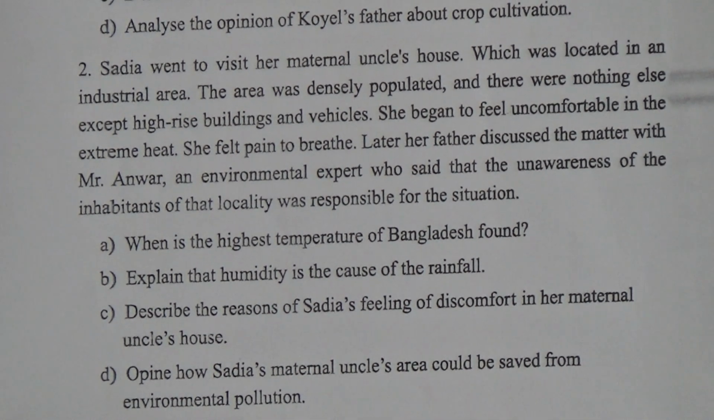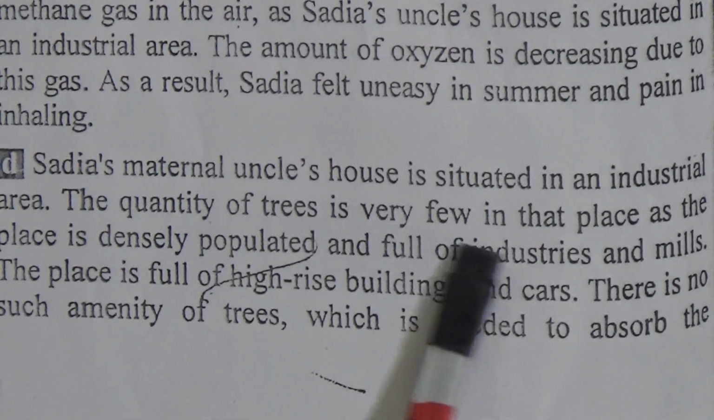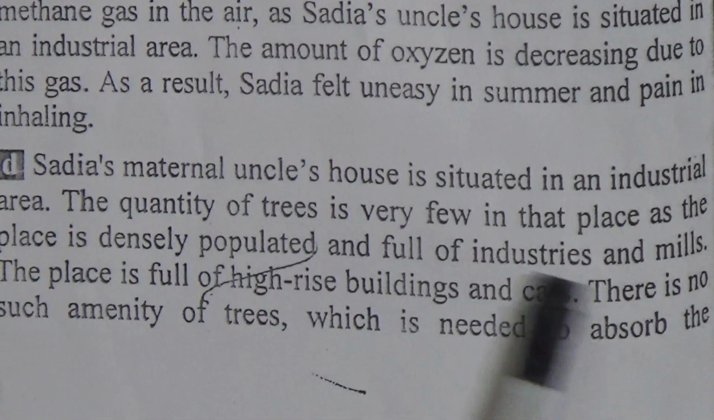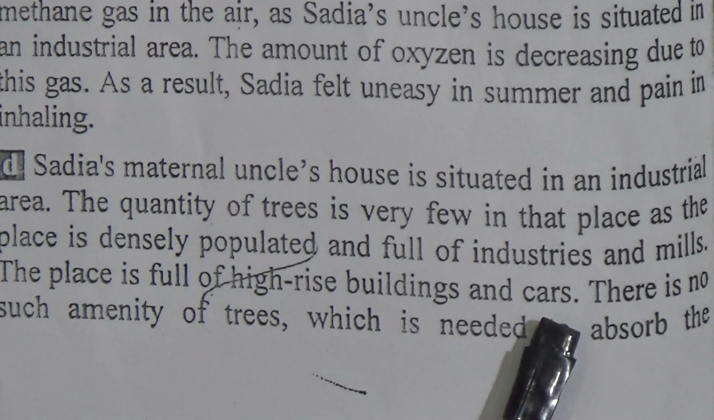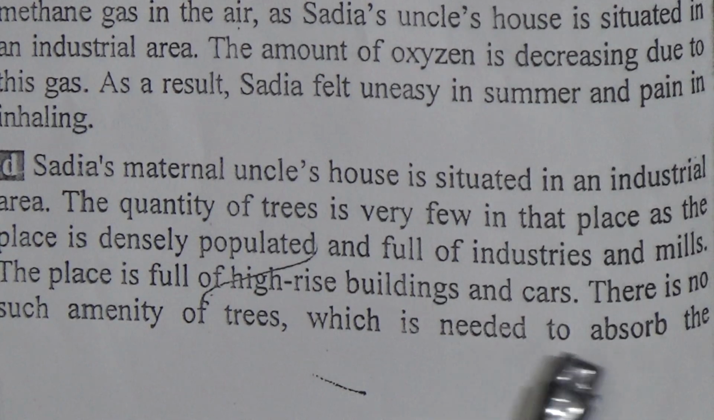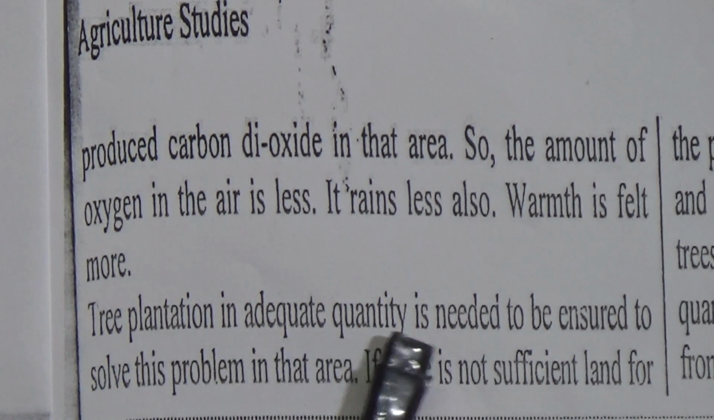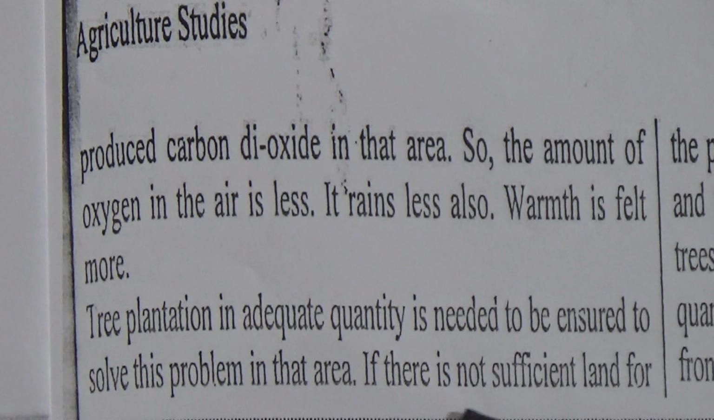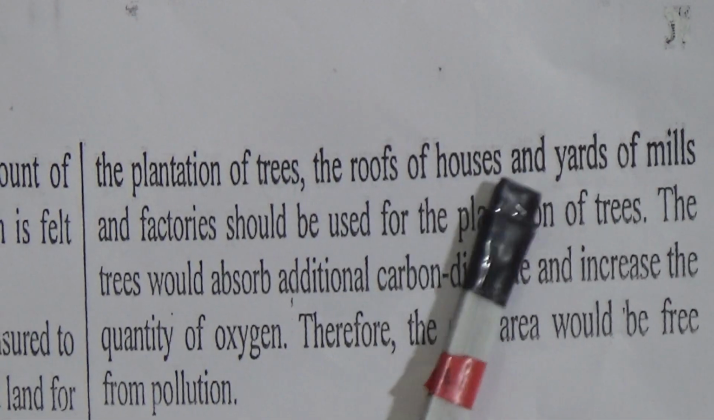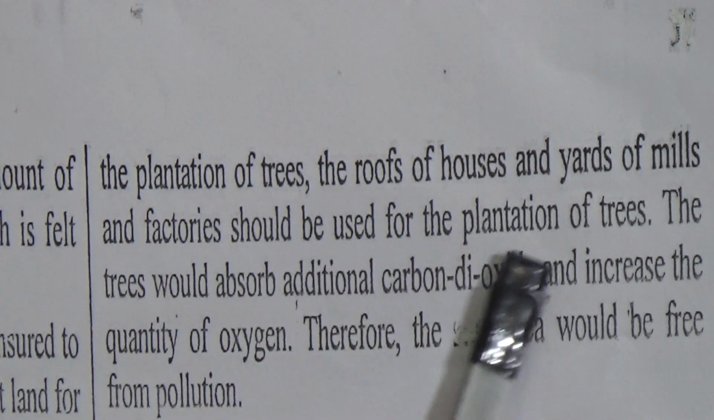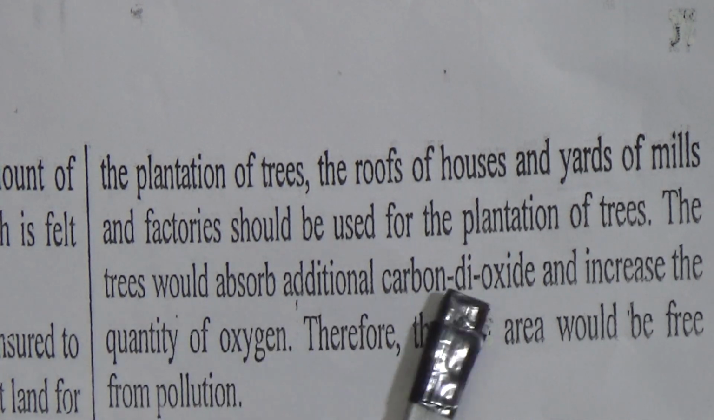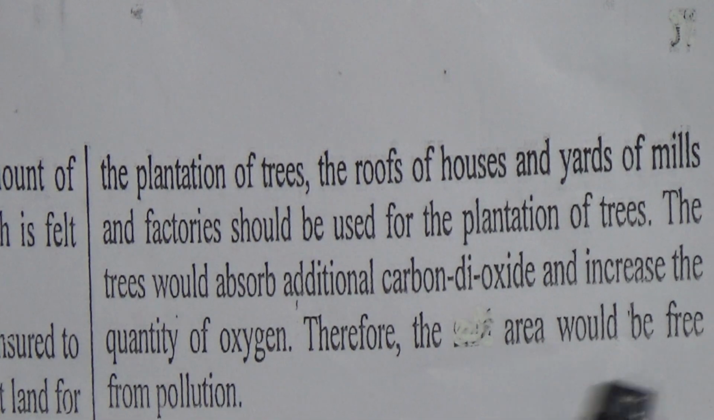Question number D. Give your opinions on how Sadia's maternal uncle's area could be saved from environmental pollution. Now look, Sadia's maternal uncle's house is situated in an industrial area. The quantity of trees is very low in that place, as the place is densely populated and full of industries and mills. The place is full of high-rise buildings and cars. There is no such amenity of trees which is needed to absorb the produced carbon dioxide in that area. The amount of oxygen in the air is less. It rains less also. Warmth is felt more. Tree plantation in adequate quantity needs to be ensured to solve the problem in that area. If there is not sufficient land for the plantation of trees, the roofs of houses and yards of mills and factories should be used for the plantation of trees. The trees would absorb additional carbon dioxide and increase the quantity of oxygen. Therefore, the area would be free from pollution.